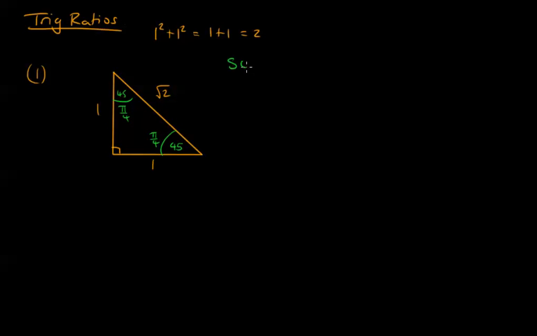Now, let's use our SOHCAHTOA, our trig ratios, to work out certain values you should remember. Let's use the first one here. Sine of the angle, let's pick one angle. They're both the same, so it doesn't really matter. Let's pick this angle as our angle of interest, 45 here, so sine 45.